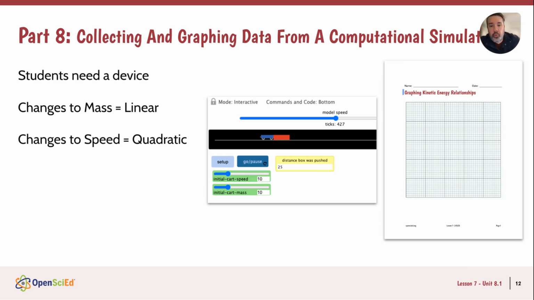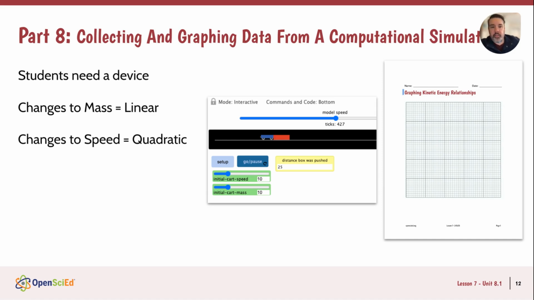In day 2, we come in and make some predictions about this relationship, thinking about changes in mass and changes in speed. And we introduce this simulation. This is where the kids are going to need a device to access the simulation. It's a pretty straightforward simulation. You can see a picture there. There are not a lot of variables to change other than mass and speed.